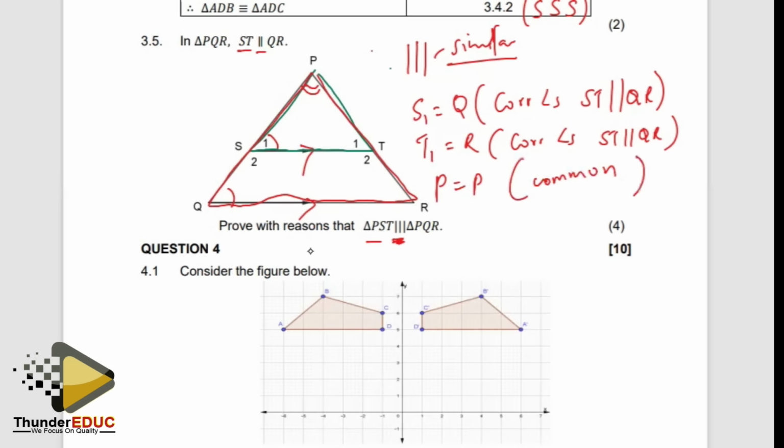Now, for as long as you have 3 facts comparing the 2 triangles, then draw the conclusion and tell us, therefore, PST is congruent to PQR. Reason, it's going to be angle, angle, and then angle. Or we can use the symbols for the angles. So that is how you get the 4 marks.